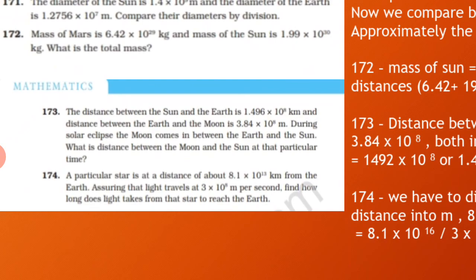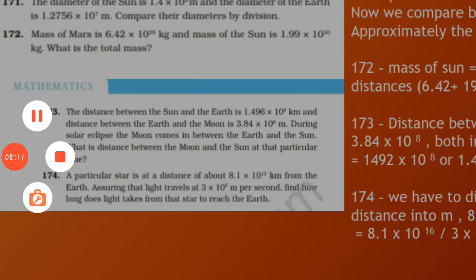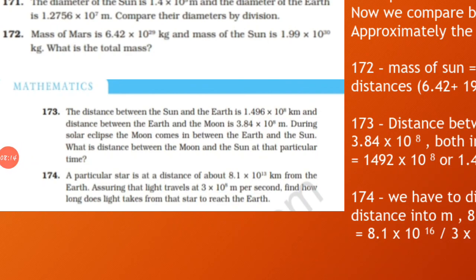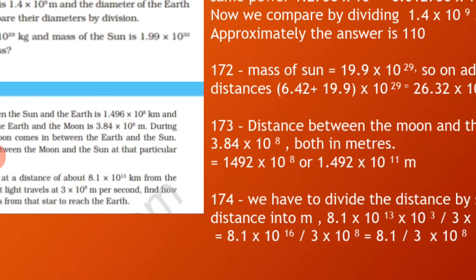Question number 174. A particular star is at a distance of about 8.1 into 10 raised to power 13 kilometers from the Earth. Assuming that the light travels at 3 into 10 raised to power 8 meters per second, find how long the light takes from the star to reach the Earth. Now again, another thing which you have to remember: the star's distance is given in kilometers, while the light travel is per meter. So we have to change the kilometer into meter.